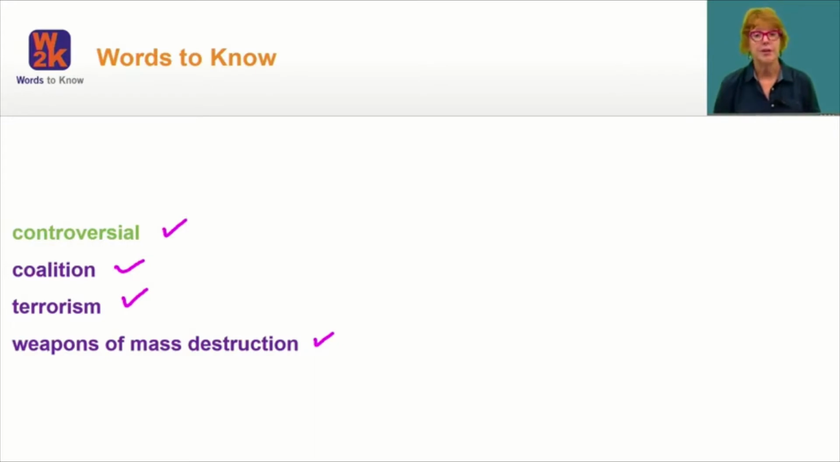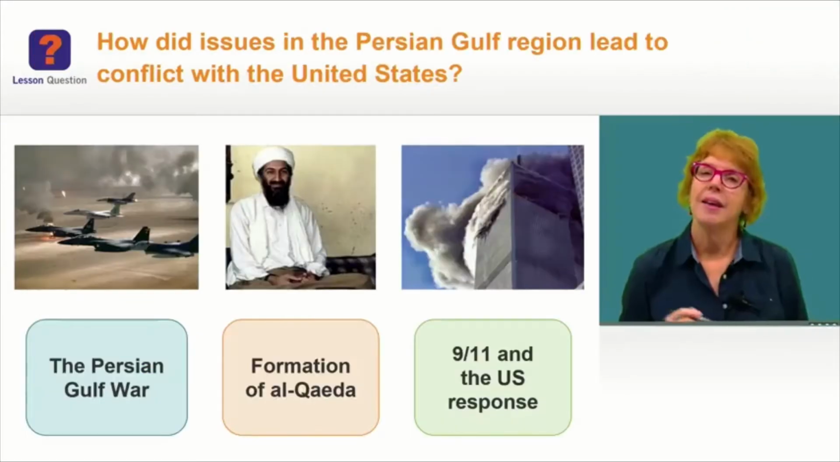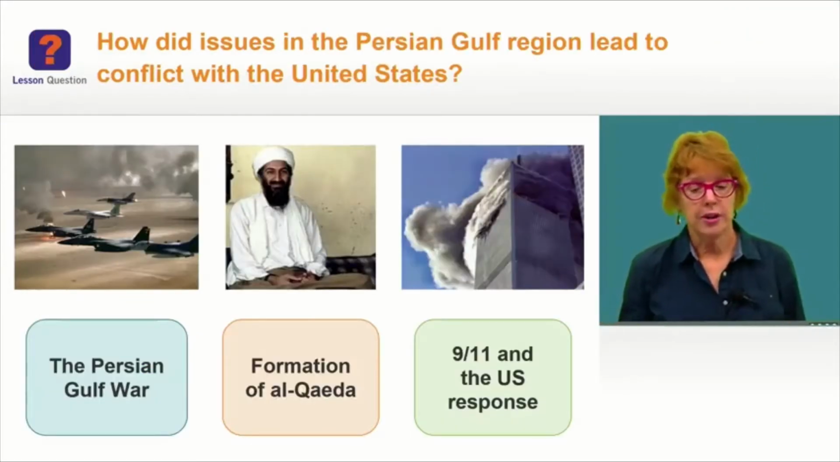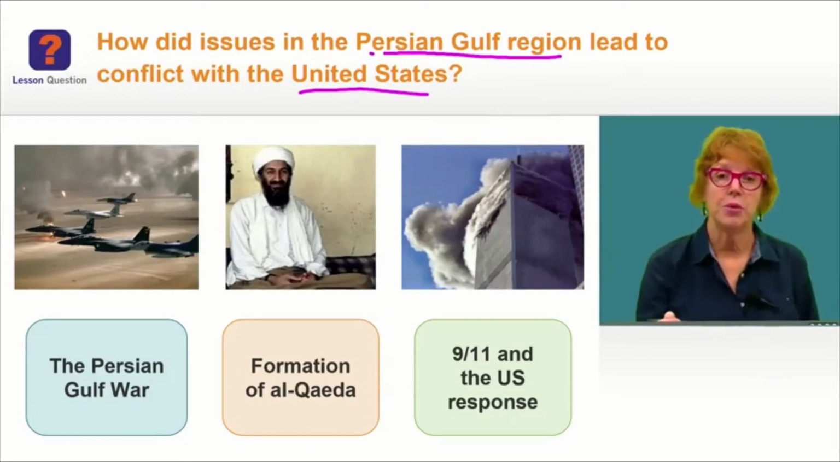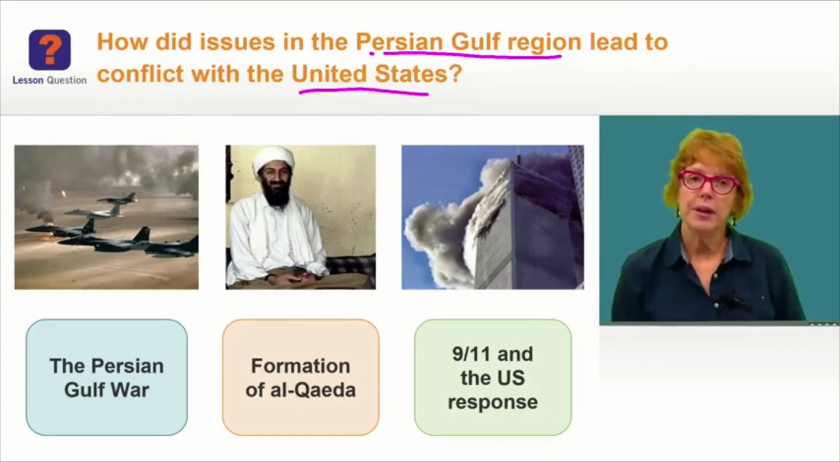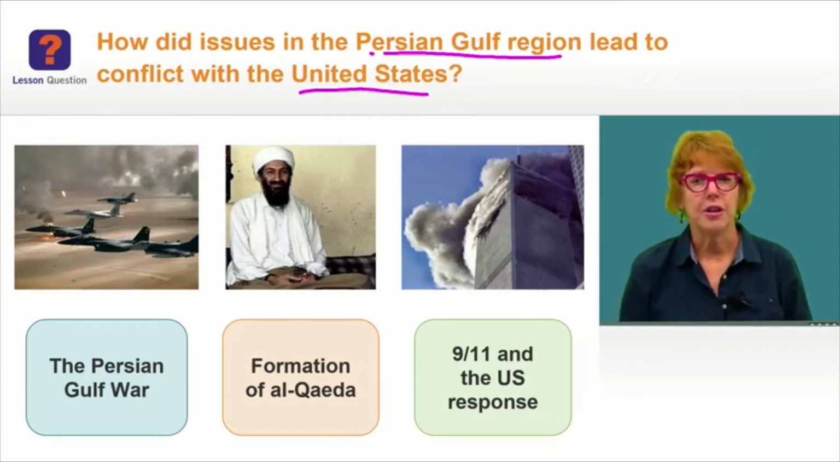So it looks like we're ready to jump into our lesson. In this lesson, we're going to answer our lesson question: how did issues in the Persian Gulf region lead to conflict with the United States? But before we get started, let's learn more about the Persian Gulf.